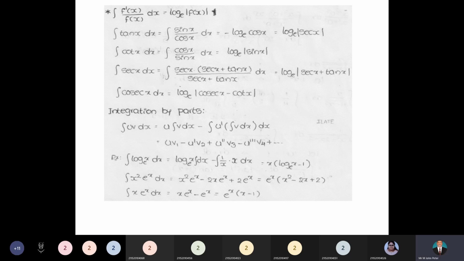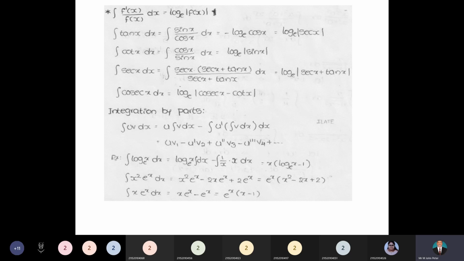Similarly, we can use integration by parts for integral x square e power x dx and integral x e power x. For integral x square e power x dx, we get the first three terms of the chain, that means u v1 minus u dash v2 plus u double dash v3. Next, the derivative will be 0. So the first three terms we will get. U is equal to x square, v is equal to e power x. If you take it the other way around, you won't get any finite value. So u is equal to x square and v is equal to e power x only you have to take.